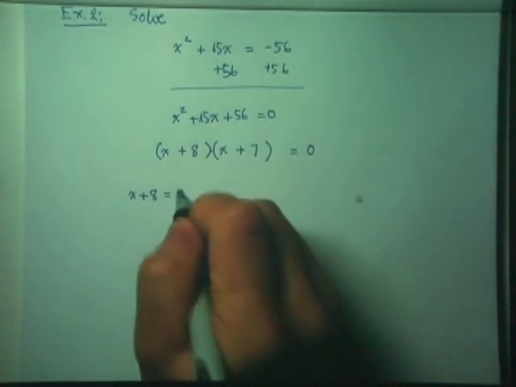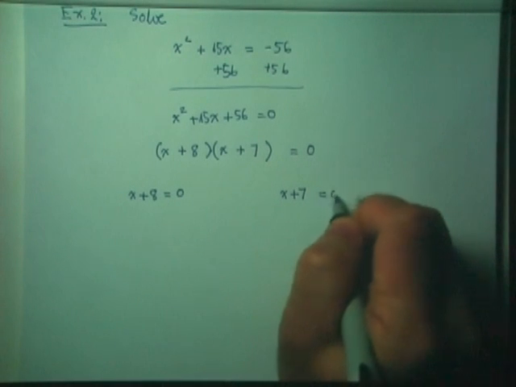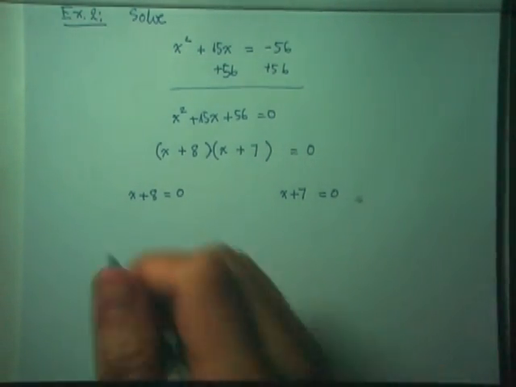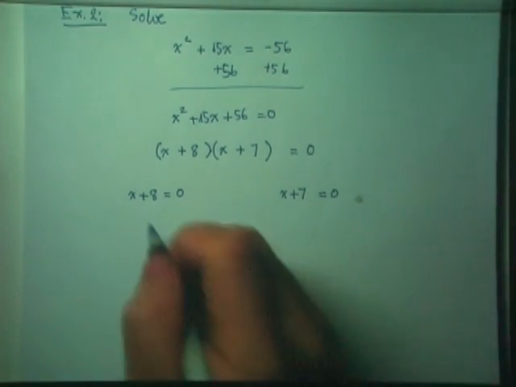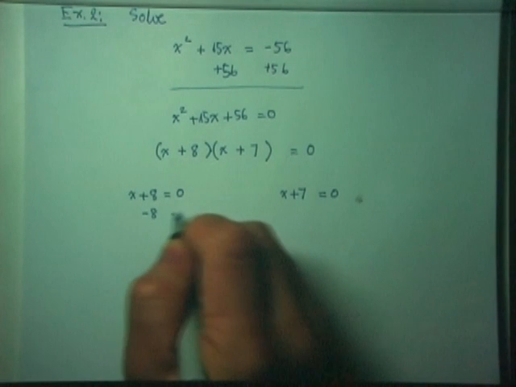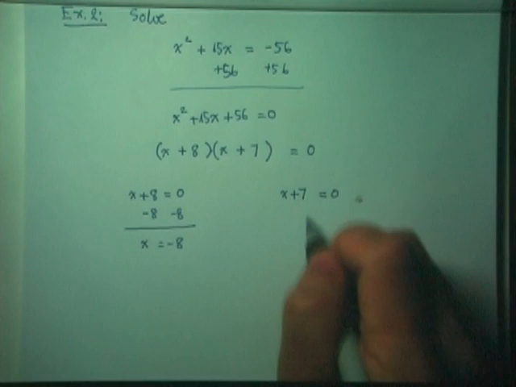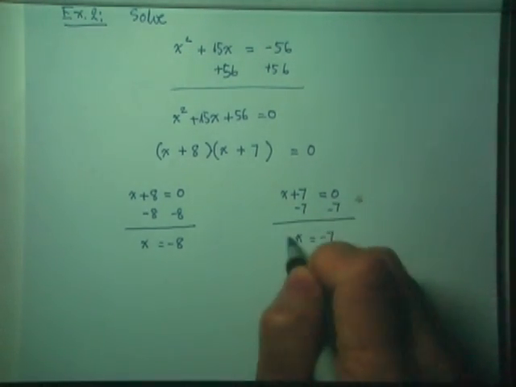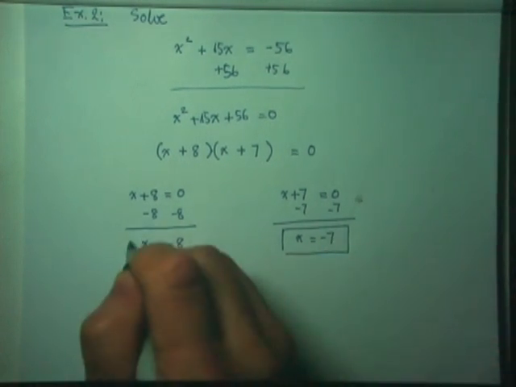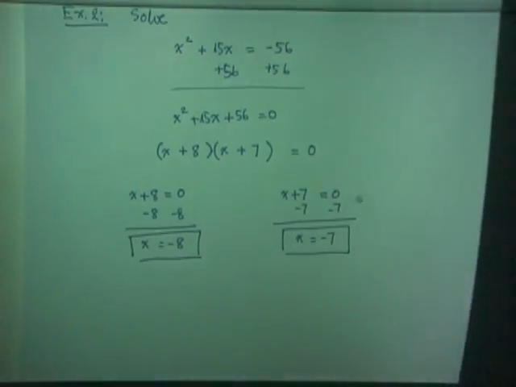x plus 8 is the first factor. I take that and set it equal to 0. I take the second factor, x plus 7, and set it equal to 0. Now I solve the two equations independently. For the first equation, I subtract 8 from both sides, which leaves x equals negative 8. For the second equation, subtracting 7 from both sides leaves x equals negative 7. These are my two final answers to my quadratic equation, x squared plus 15x equals negative 56.